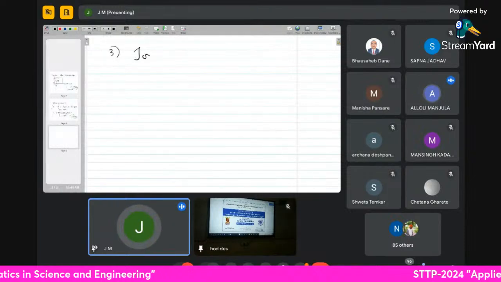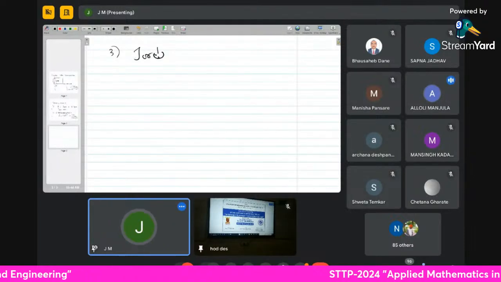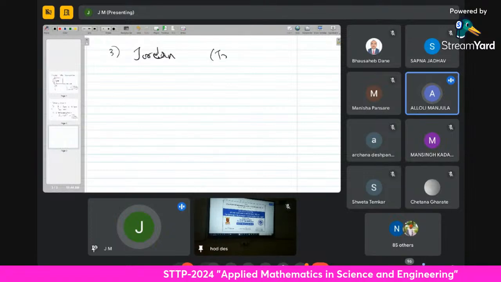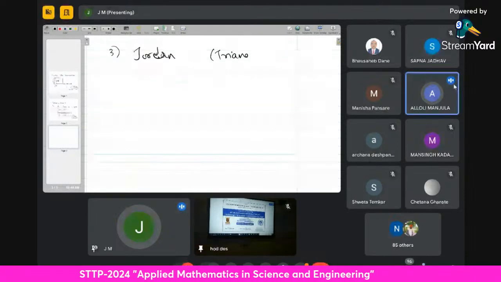Then after that, we study Jordan decomposition. After diagonalization, we have Jordan decomposition or triangularization.